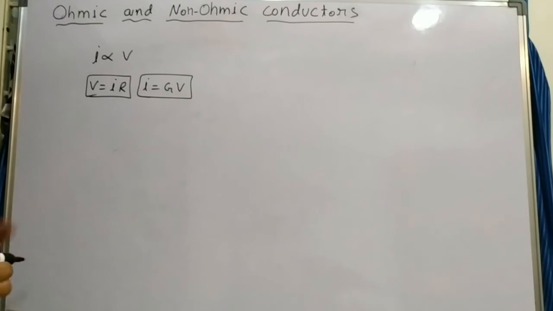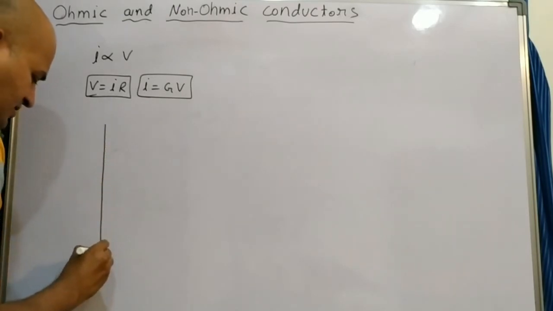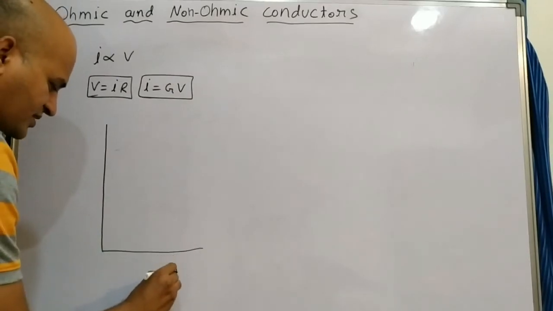Suppose you draw a graph between potential and current, taking current on the y-axis and potential on the x-axis.